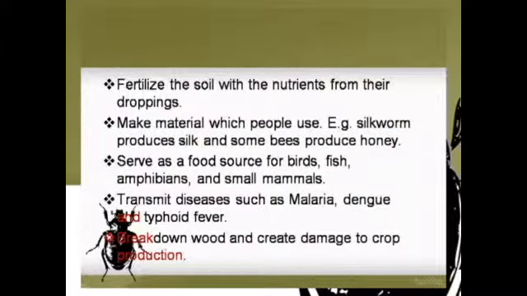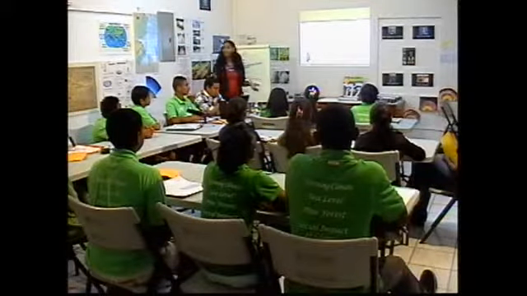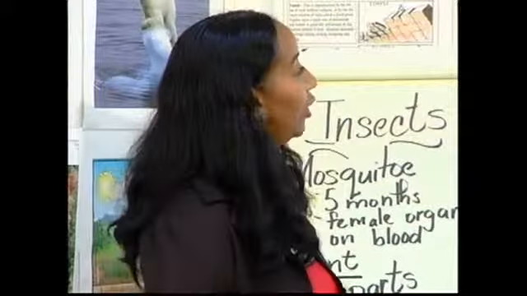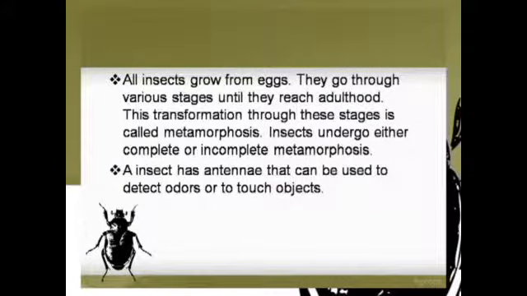They also help to break down wood, like the termites, and they create damage to crop production as well. Now, all insects grow from eggs. They go through various stages until they reach adulthood. This transformation through these stages is called metamorphosis. Insects undergo either complete or incomplete metamorphosis.